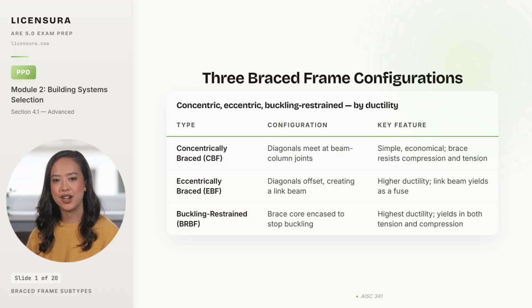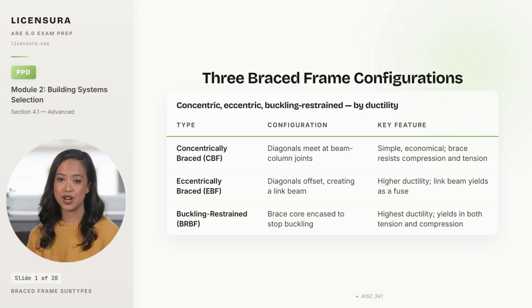The eccentrically braced frame moves the diagonal off the joint, creating a short link beam between the brace and the column. That link beam is designed to yield first, acting as a structural fuse that absorbs energy while protecting the brace and the columns. Ductility goes up because the fuse mechanism is predictable and repairable.